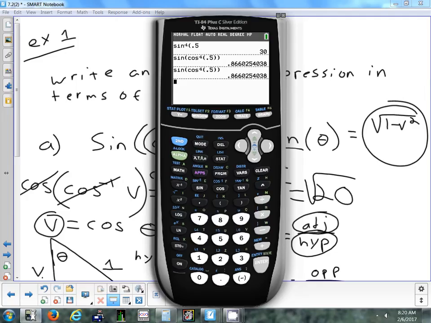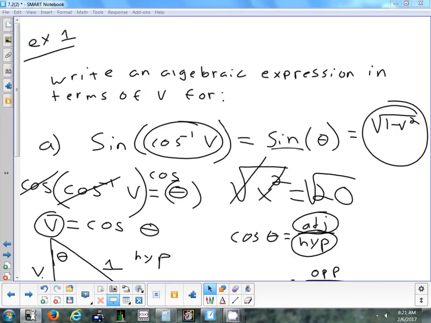Now let's plug 0.5 into this formula and see what we get. Square root of 1 minus 0.5, and you have to square it. 0.866. So what we did is we took a formula that had trig in it and converted it to a formula that doesn't have trig. Any questions on that?